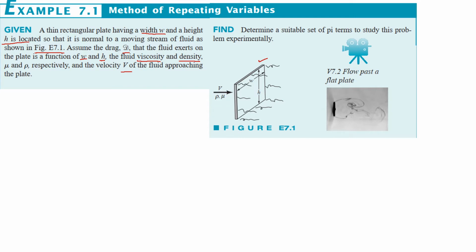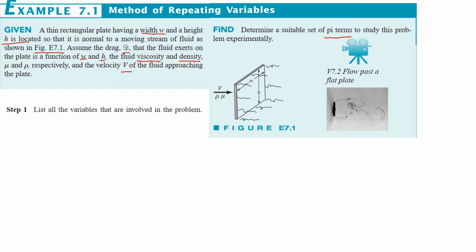So what we are required to do is to repeat the same 8 steps that we previously studied and determine our suitable pi terms. So this is our dimensional analysis problem, and here a plate is being placed across which a fluid passes, and the fluid is exerting a certain amount of drag force on this plate, and we are required to find the suitable pi terms. So let's move on and solve this step by step.